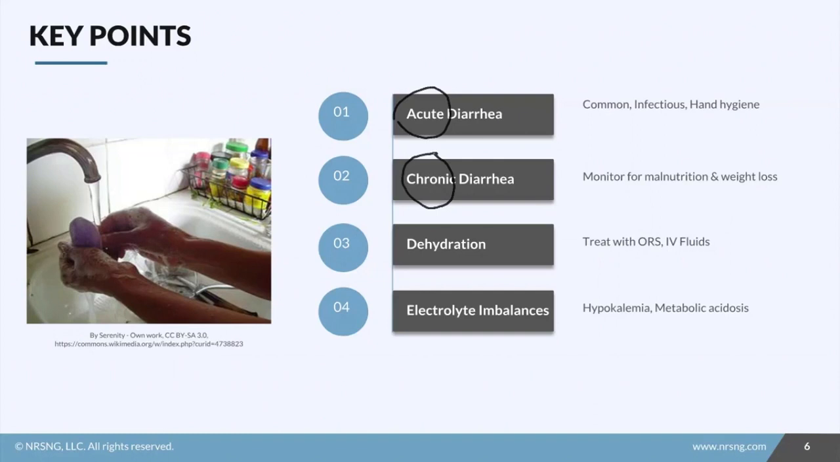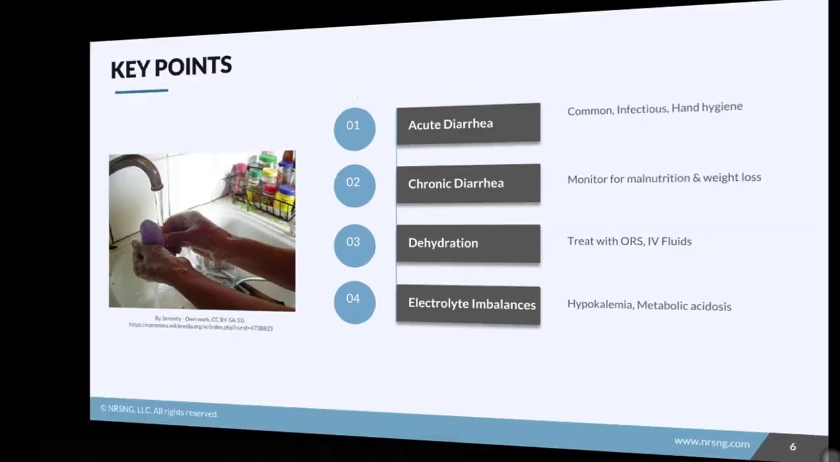Our top two nursing issues for patients with diarrhea are going to be dehydration and electrolyte imbalances. So most of our management is going to be all about treating these two issues. When we're rehydrating patients, it's either going to be through oral rehydration or IV fluids. And then the electrolyte imbalances that you want to be most looking out for are hypokalemia and metabolic acidosis.